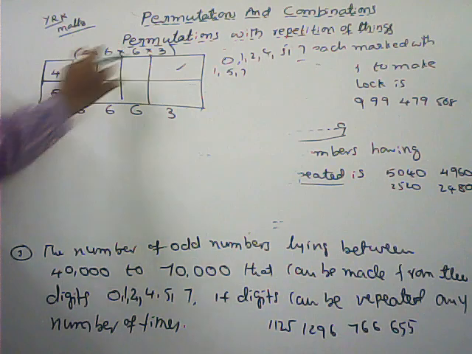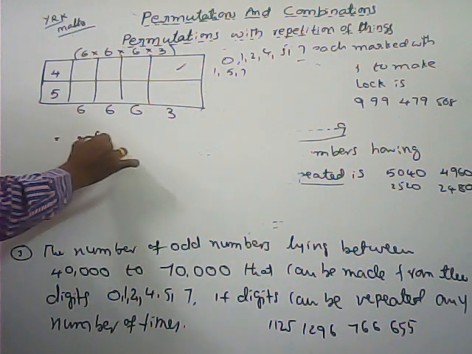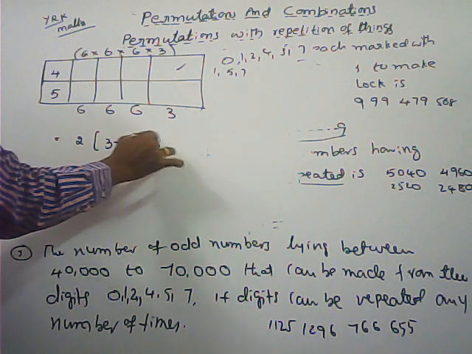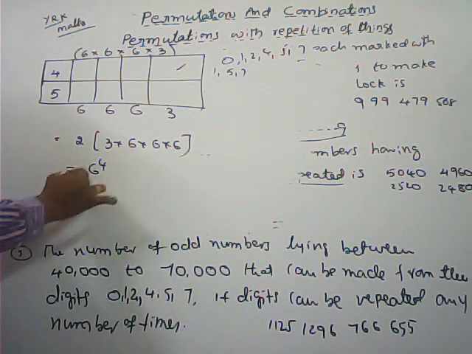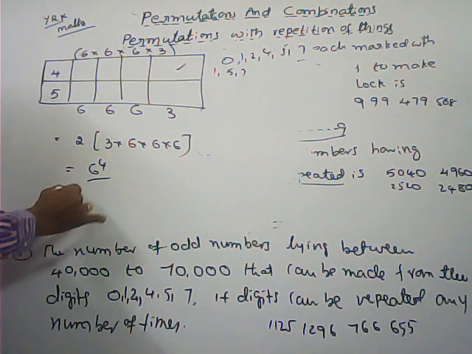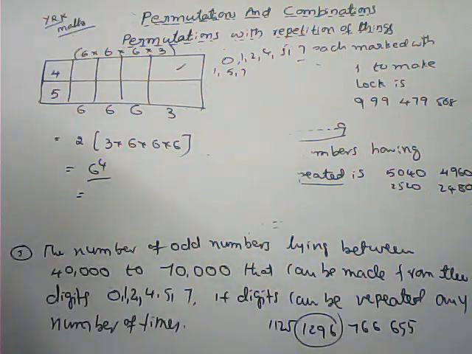So by adding these two, we can get 2 into 3 into 6 into 6 into 6. 2 3s are 6, power 4 we are getting. 36 into 36, that is 1296.